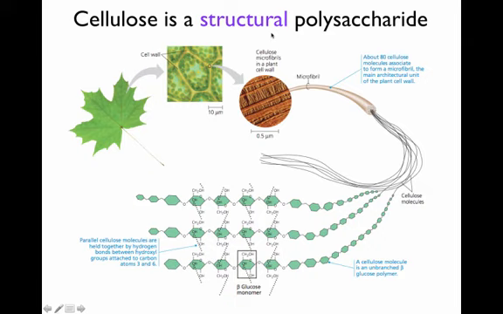If you've ever eaten lobster or crab, a large part of the lobster and crab shell is also made of polysaccharides that are obviously really tough and hard to break. So that's another example of a polysaccharide being used to provide structure to a living organism.